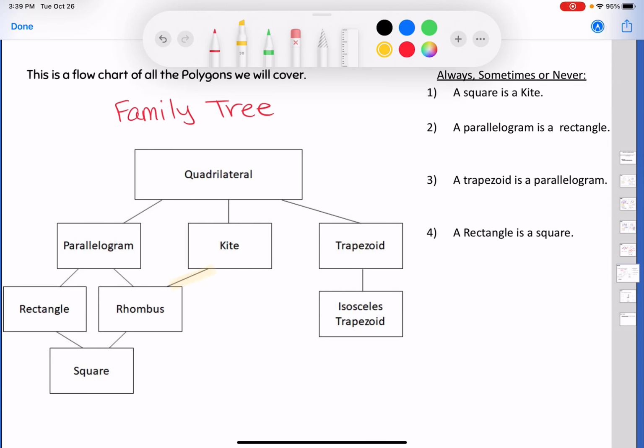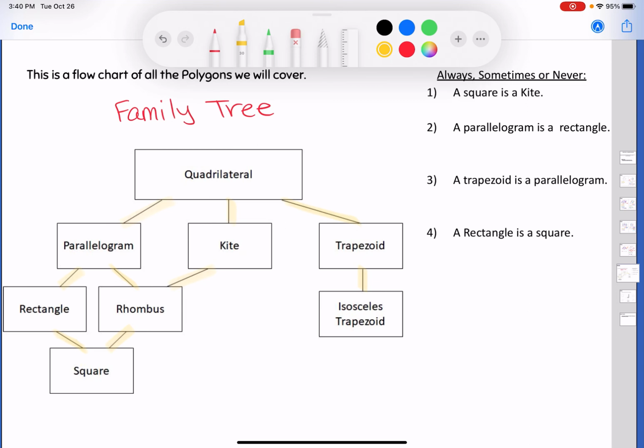So that's kind of what all these mean: whenever you have that connection underneath, it means that it has all the properties of the things above it plus some new ones. The square has all the properties of a rectangle and all the properties of a rhombus, so it's connected to both. Our trapezoid doesn't have any of the same properties as a parallelogram or a kite, so our trapezoid is all by itself, but an isosceles trapezoid is directly connected to a trapezoid because it has all of those properties plus some new ones.